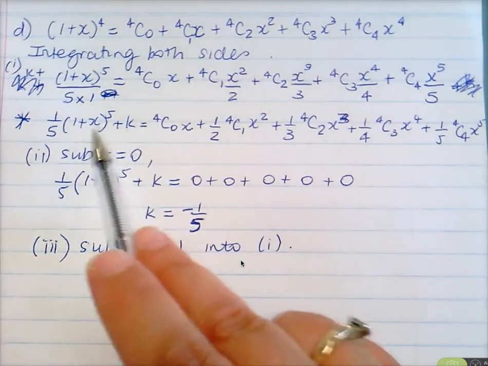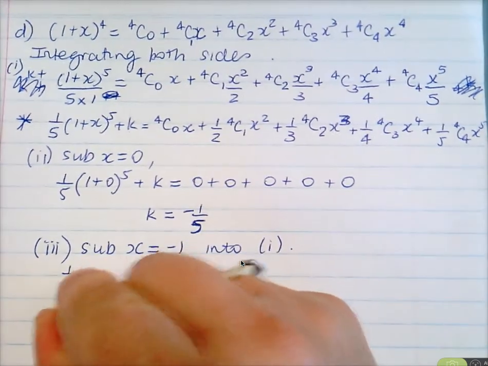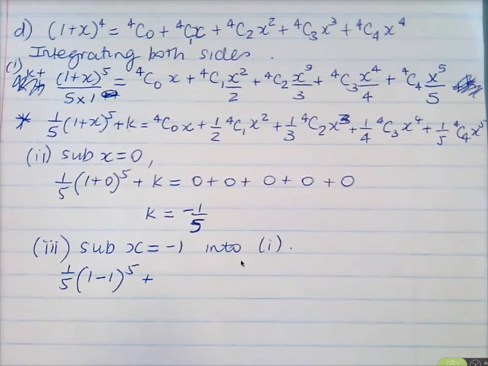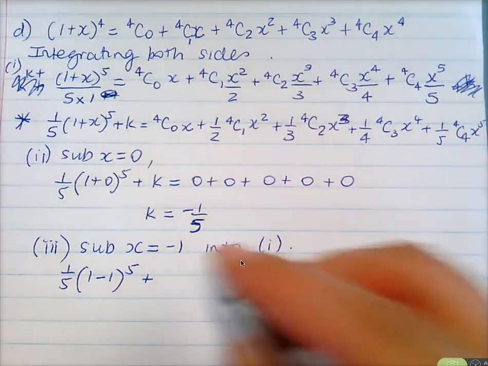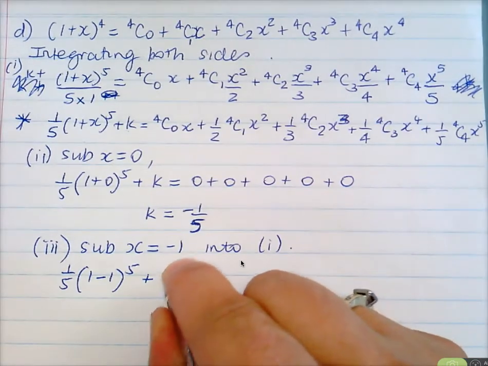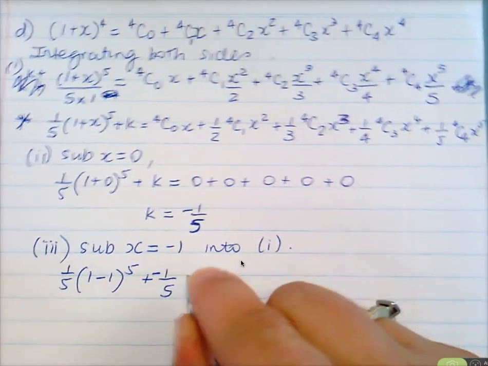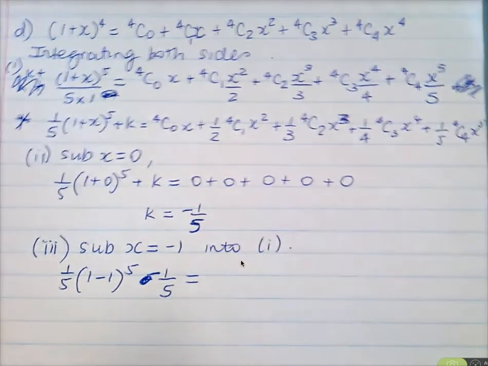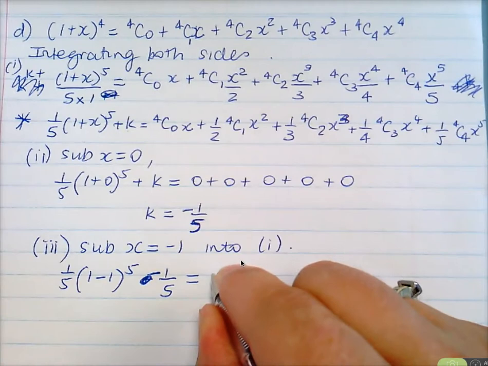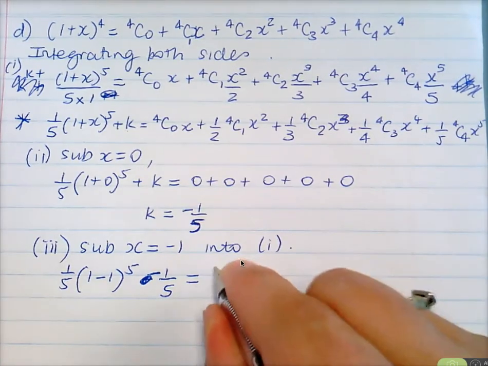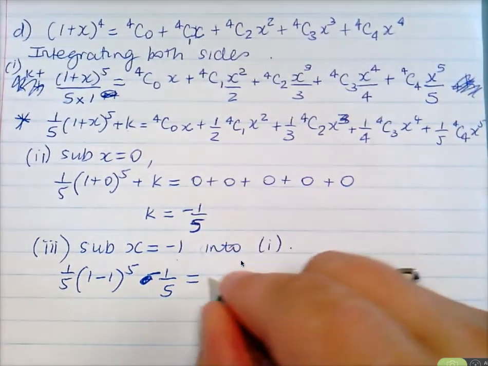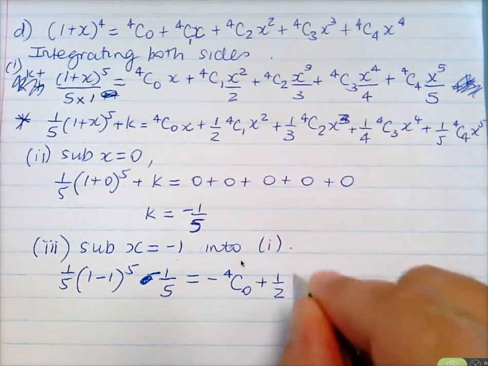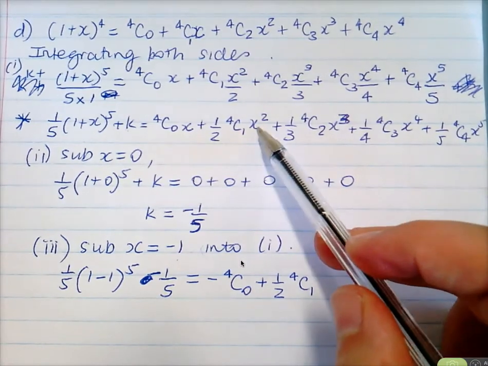So if we substitute x is negative 1 into this, we get 1/5, 1 minus 1 to the power of 5, plus, now we know what k is, plus negative 1/5 equals. Just put minus 1/5 equals. Now x is negative 1, what do you get? Minus 4 choose 0. Are we okay with that? Plus a half, 4 choose 1 times negative 1 squared.